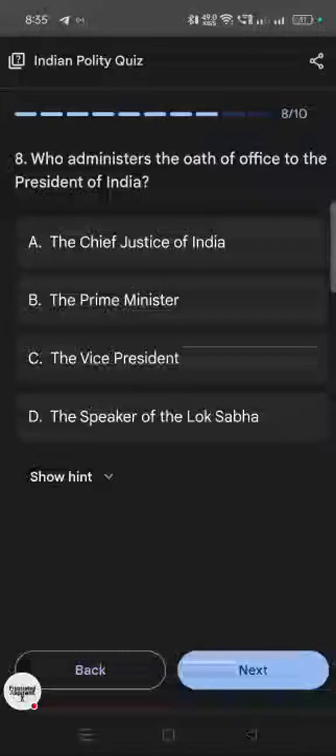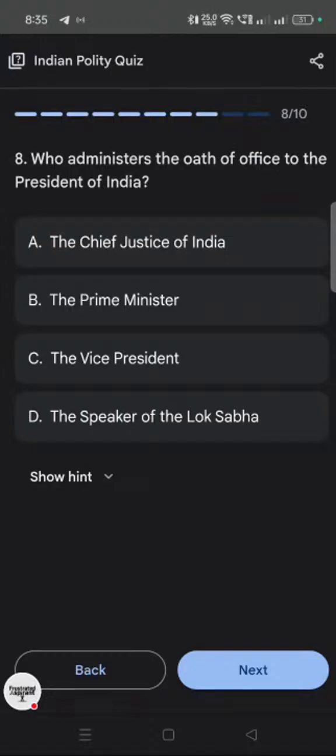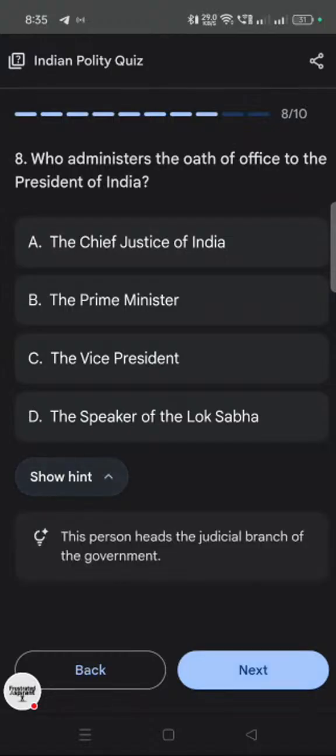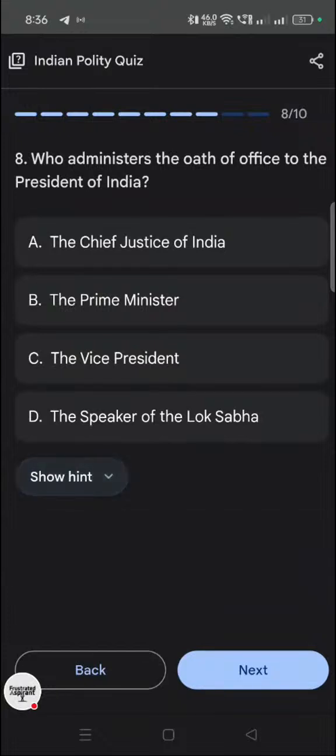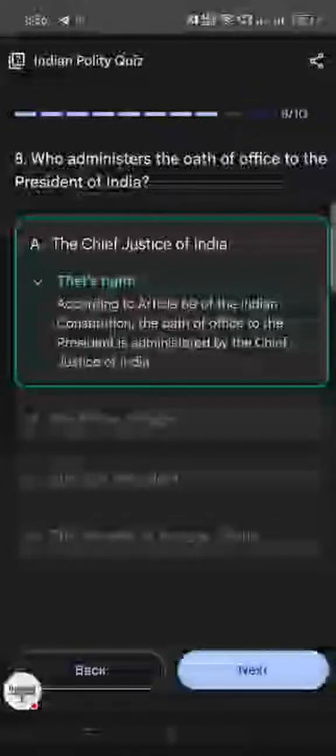Who administers the oath of office of the President of India? Chief Justice of India. According to Article 60 of the Indian Constitution, the oath of office to the President is administered by the Chief Justice of India.